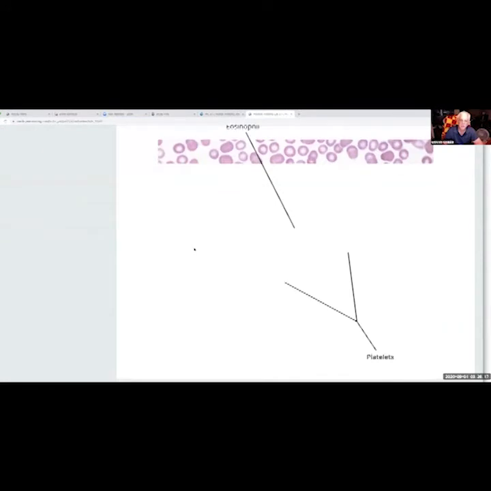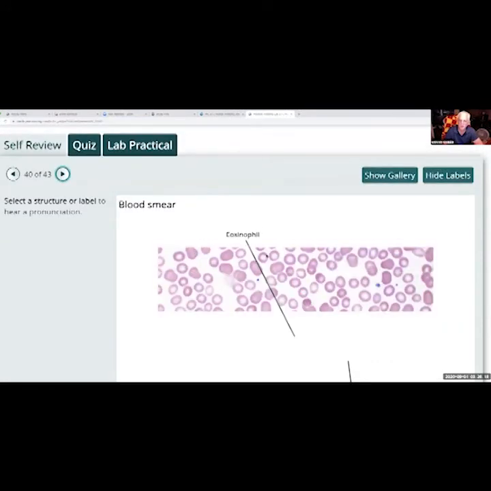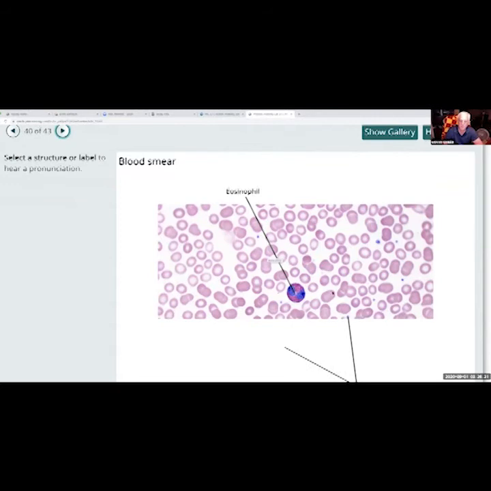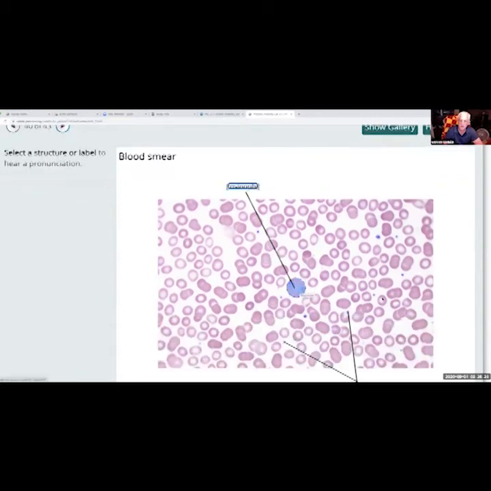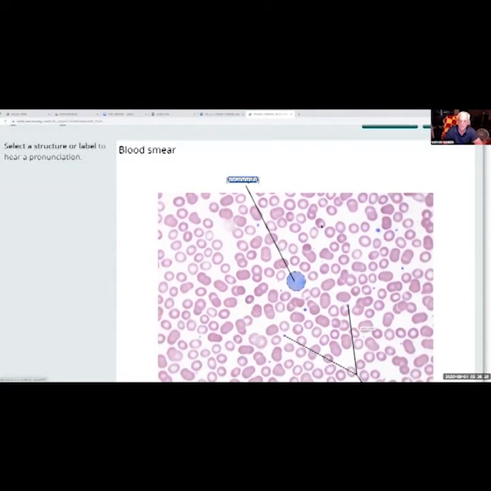Okay, eosinophils are a type of white blood cells, and platelets you can see floating throughout. That looks like it has swimming goggles on it, huh? If I can see it again here. Yeah, looks like the goggles on this one here.